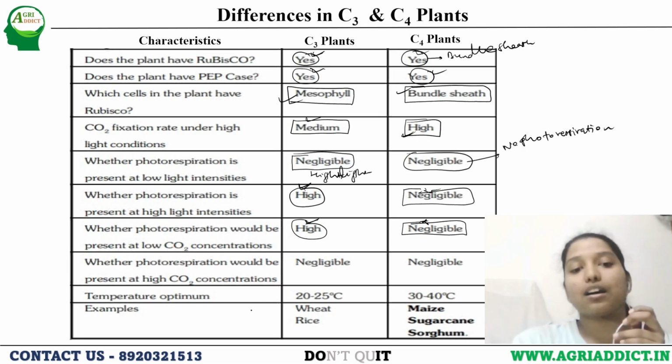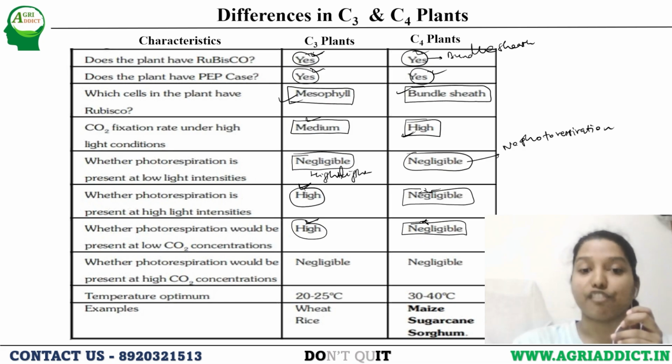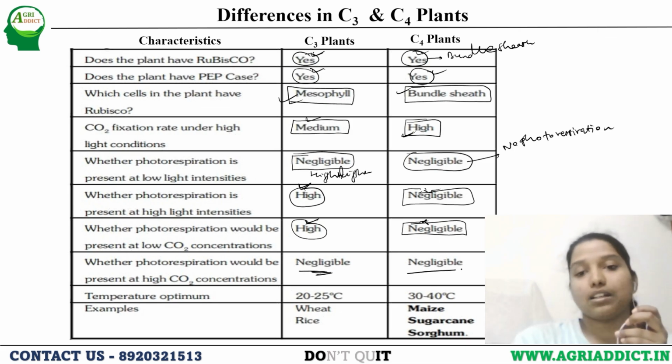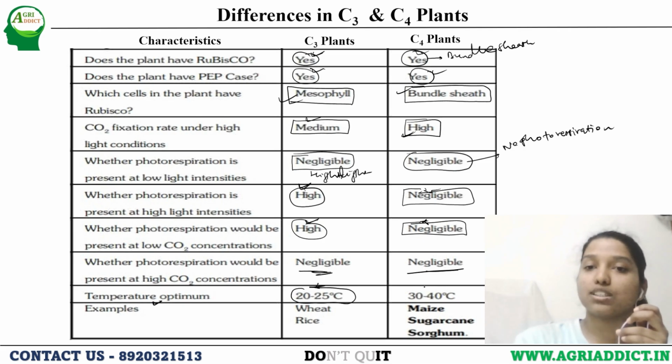If the concentration of carbon dioxide is more, then rubisco's carboxylase part will be working with very high efficiency, so there will be no photorespiration. And in C4 plants, there is no photorespiration, as I said earlier. So the temperature optimum for C3 plants is 20 to 25 degrees Celsius, whereas in the case of C4 plants, because they can survive at higher temperature, it is 30 to 40 degrees Celsius.